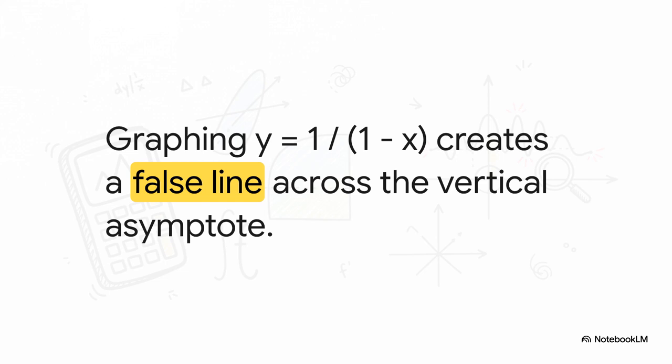But remember our calculator's algorithm, it plots a point just to the left of x equals 1, where the graph is shooting way up to positive infinity. Then it plots a point just to the right of x equals 1, where the graph is shooting way down to negative infinity. And what does it do next? It blindly connects them. It draws a steep, almost vertical line right across the gap, making it look like that line is part of the graph. It is absolutely not. The machine is just connecting dots across a gap.